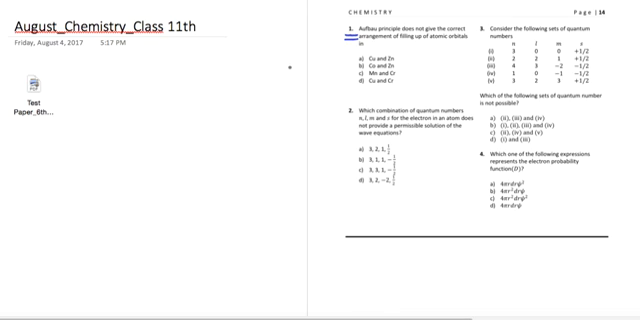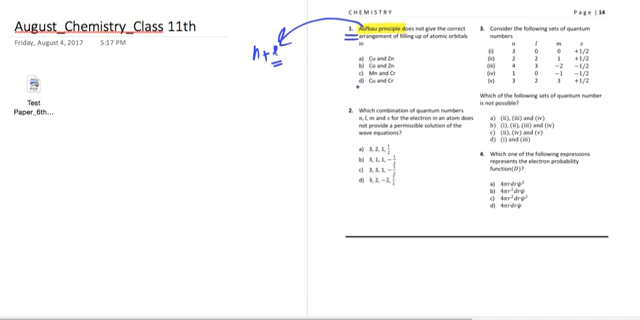This question says that in which of the following elements the Aufbau principle is not followed in the electronic configuration. So the important thing is the Aufbau principle. The Aufbau principle says that energy order is according to n plus l value. So you remember that n plus l, this is also called the n plus l rule.